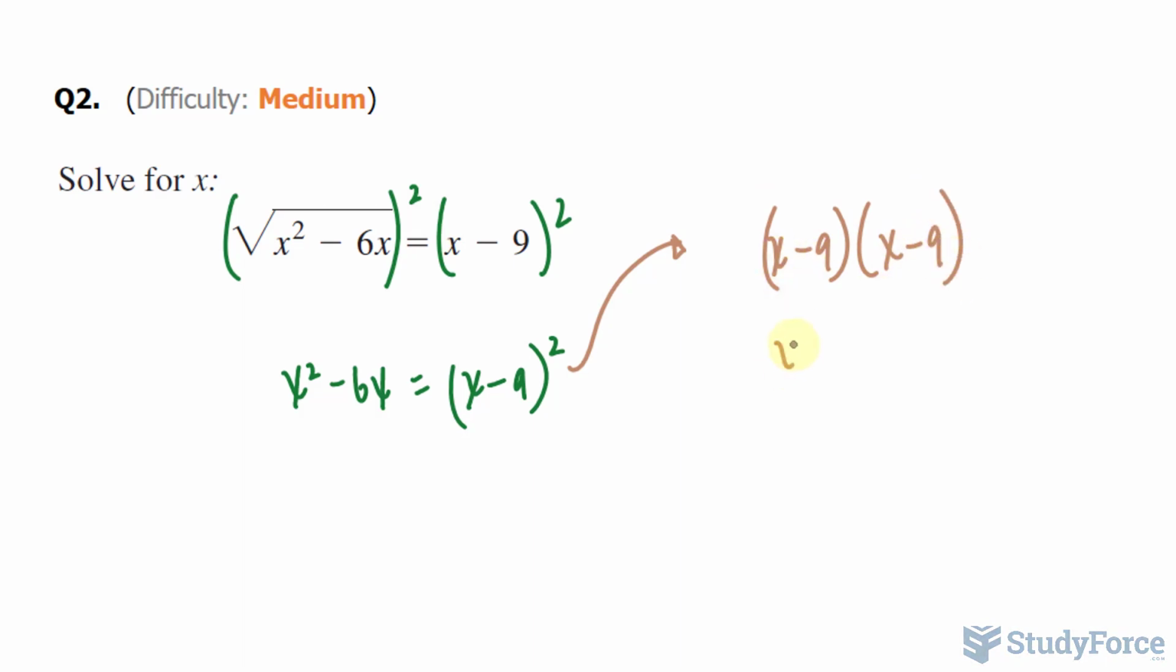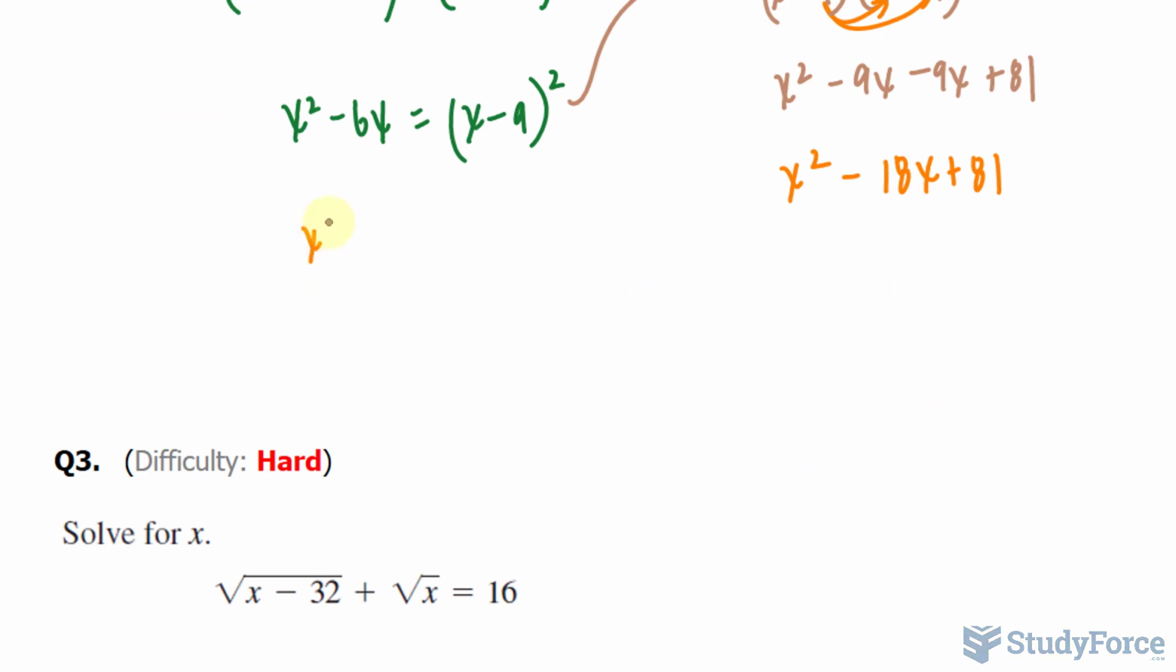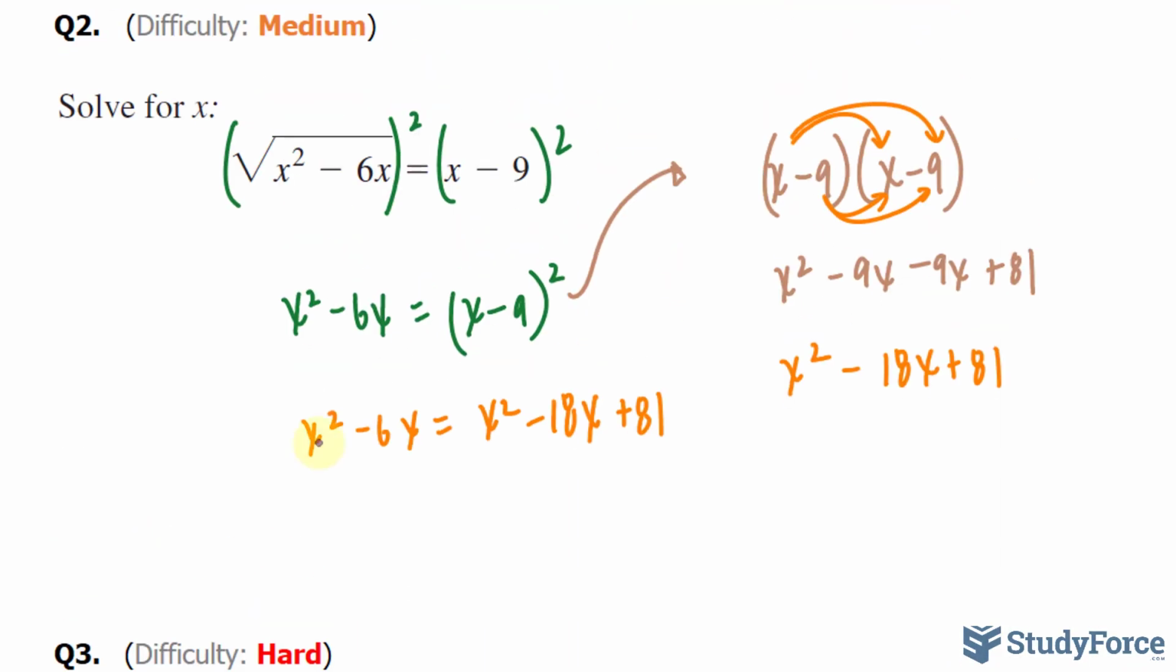and x minus 9. We get x squared minus 9x plus 81. So we're multiplying two binomials here, and these are the arrows to show the sequence that I used to get that expression. And that reduces down to x squared minus 18x plus 81. So that's the right side of the equation. X squared minus 6x is the left side. And you'll notice that we have an x squared and an x squared on both sides, so they cancel out.